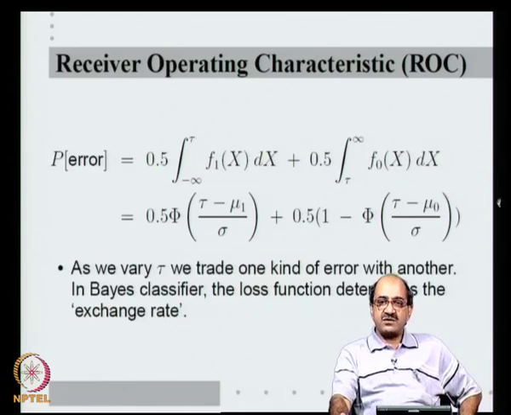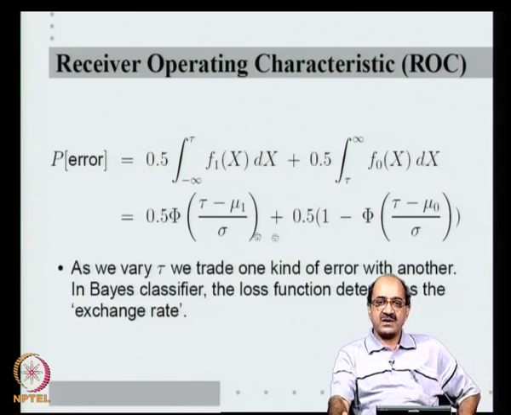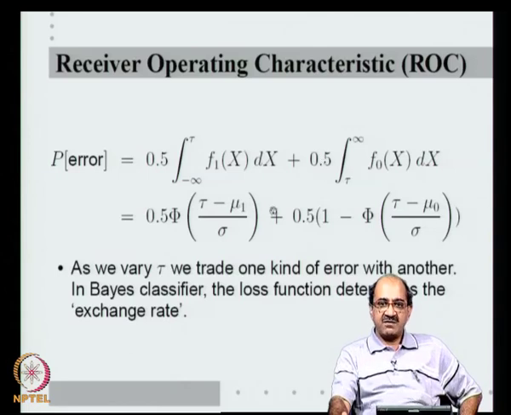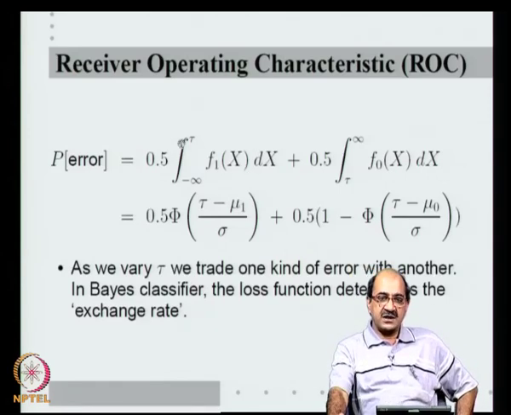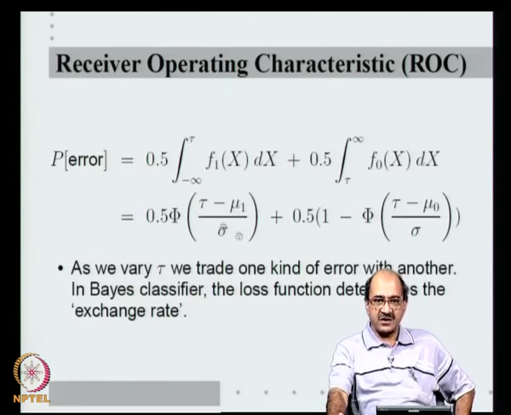Since both f1 and f0 are Gaussian, f1 with mean mu 1 and f0 with mean mu 0 and both with variance sigma squared, this integral is nothing but phi of (tau minus mu 1) by sigma, and this integral is nothing but 1 minus phi of (tau minus mu 0) by sigma, where phi is the standard cumulative distribution function of the standard Gaussian. When f1 and f0 are Gaussian, it is easier to represent this integral in terms of the standard Gaussian distribution function.